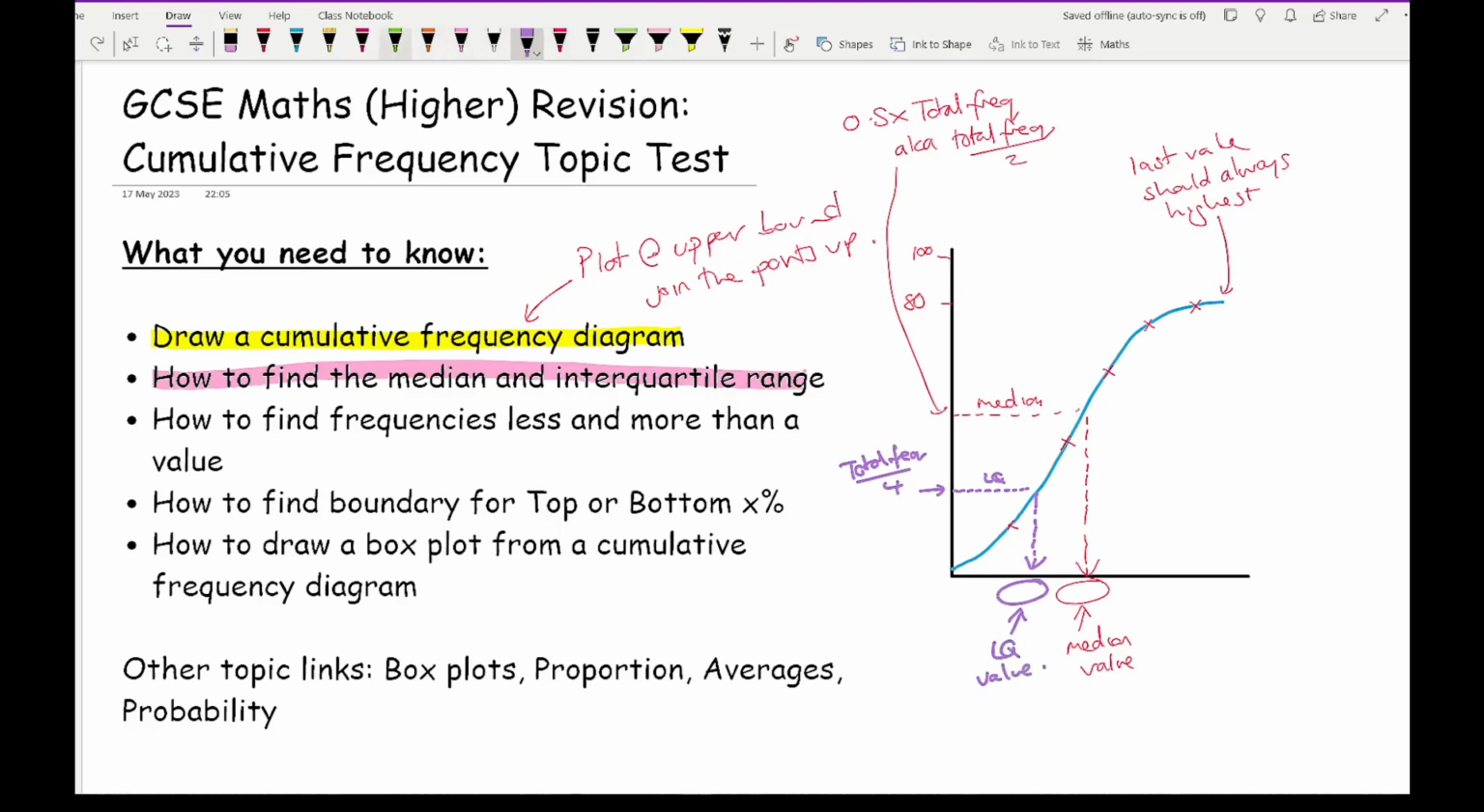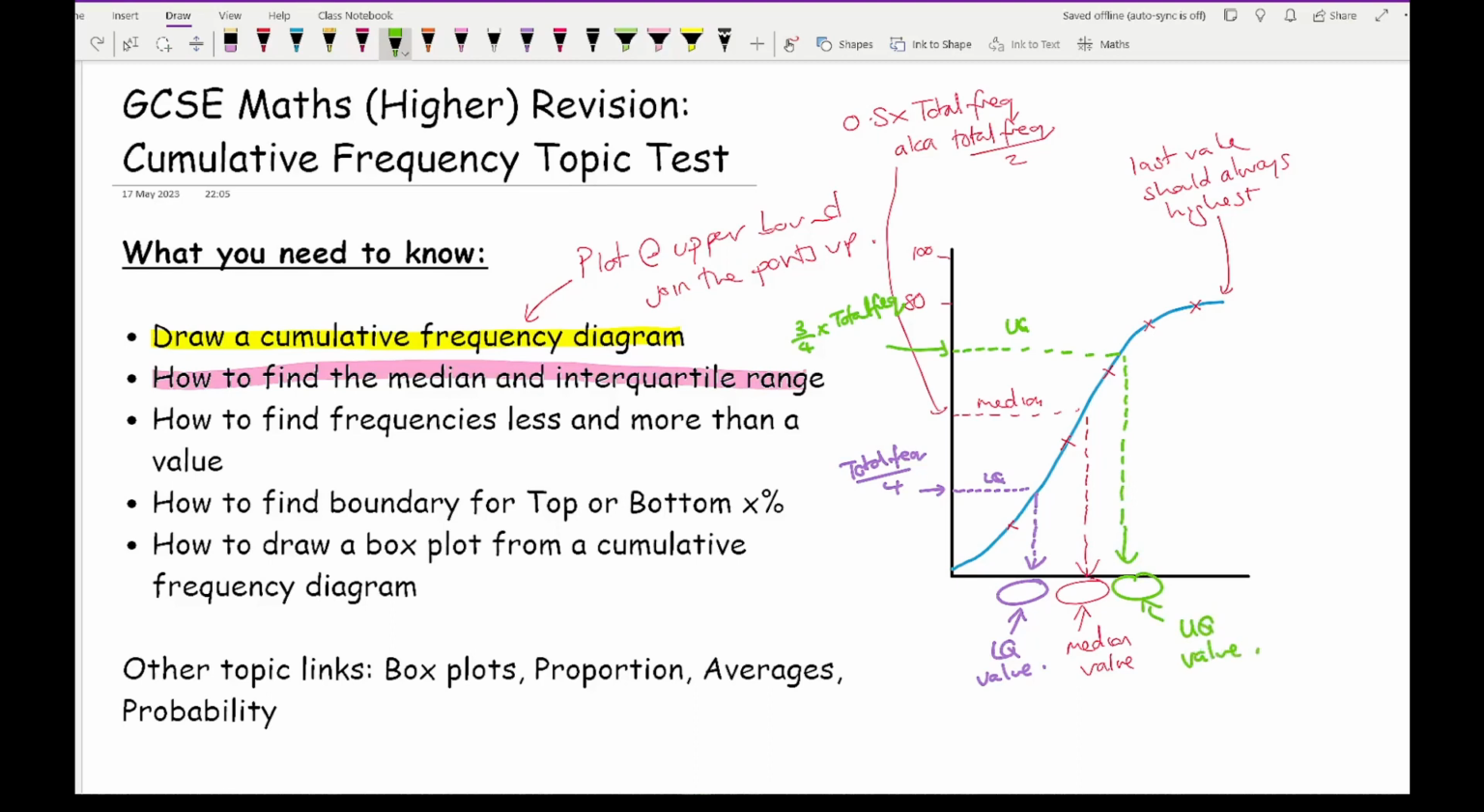Then for the upper quartile, that's going to be somewhere up here. This value here is going to be 3/4 times the total frequency, or the total frequency multiplied by 3 divided by 4. So this is where the upper quartile is. Then as soon as it hits the curve, it's this number here that's going to be your upper quartile value.